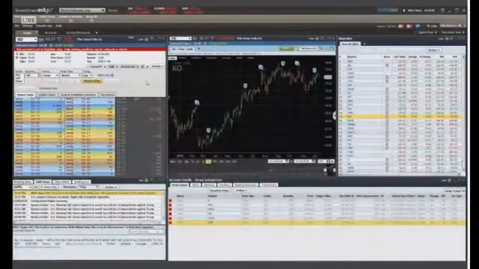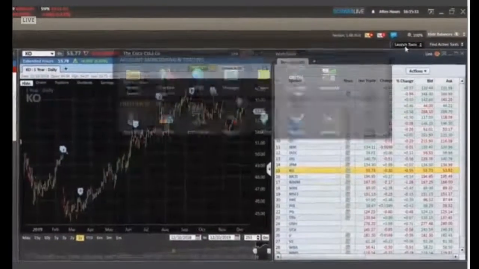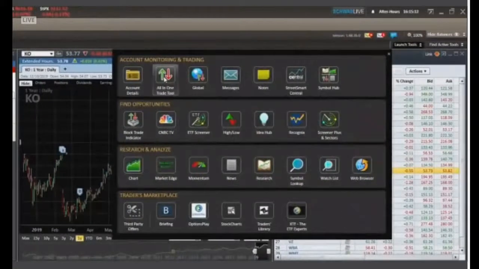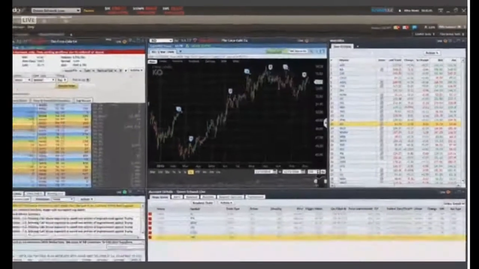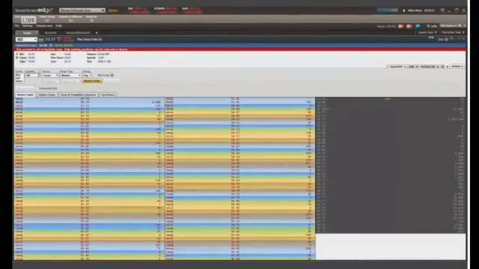Hello, and welcome to the Quick Start video for the options chain available on Schwab's StreetSmart Edge platform. Let's load the options chain. It can be found in the All-in-One Trade tool as well as Symbol Hub. For now, let's load the All-in-One Trade tool and click on Options Chain.